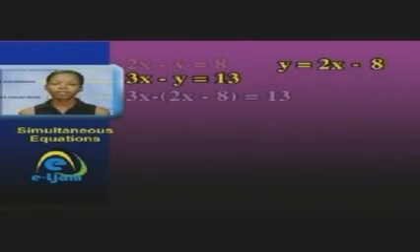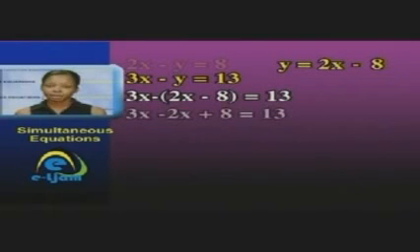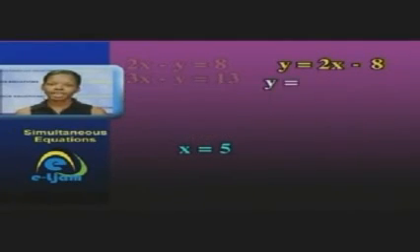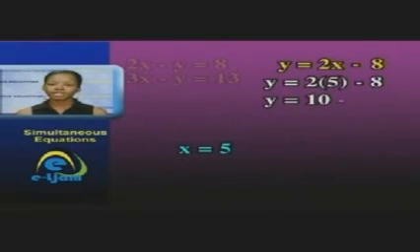This gives 3x minus (2x minus 8) equals 13. This is simplified to x plus 8 equals 13. Our solution is therefore 5. We next substitute 5 for x in equation 3. So y equals 2 times 5 minus 8, which is 2. Our solutions are therefore x equals 5 and y equals 2.